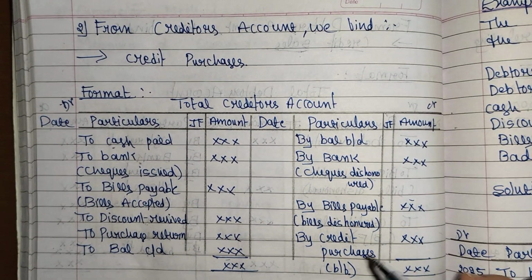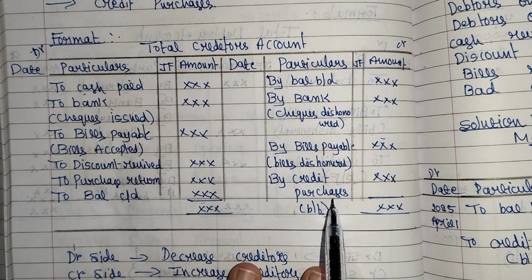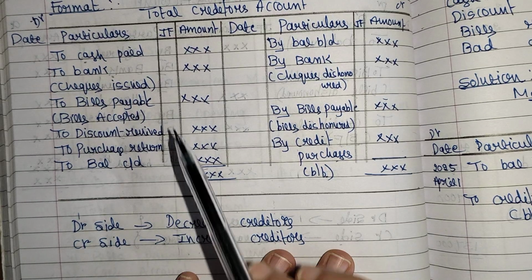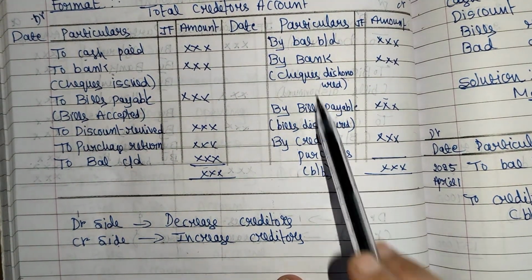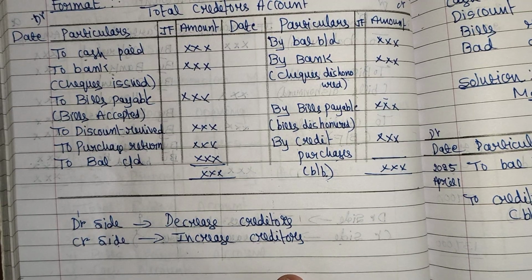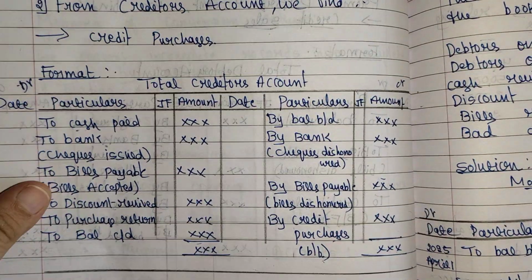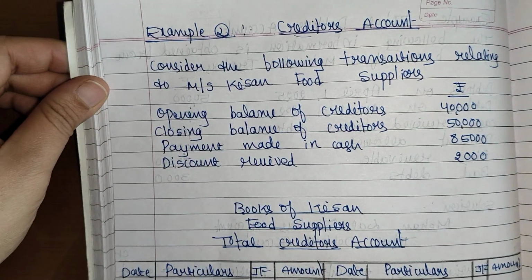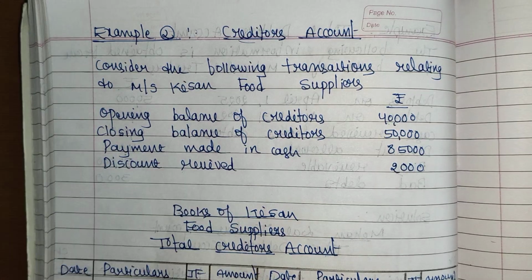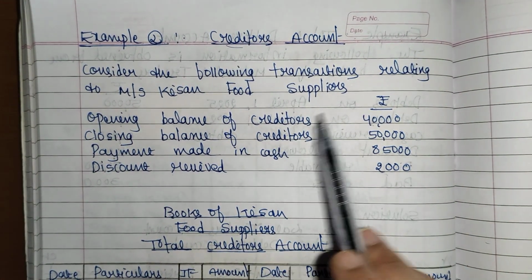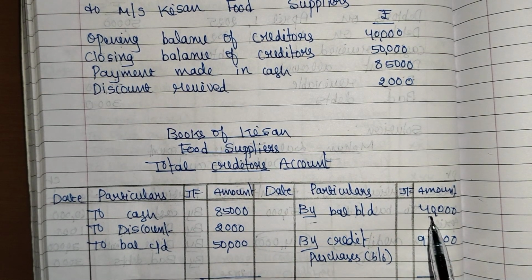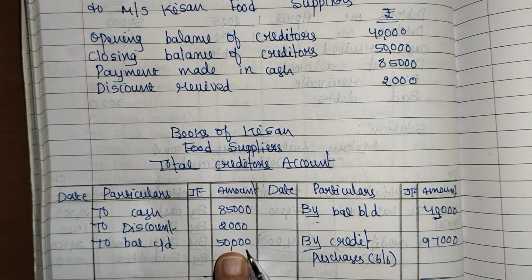Clear? So on the credit side, we will get the credit purchase amount. That is our balancing figure. See, the debit side decreases creditors and the credit side increases creditors. Clear? Now let's see one example about the creditors account. Consider the following transactions relating to Kisan Food Suppliers. Opening balance of creditors, by balance brought down, is 40,000 and closing balance of creditors, to balance carried down, is 50,000.